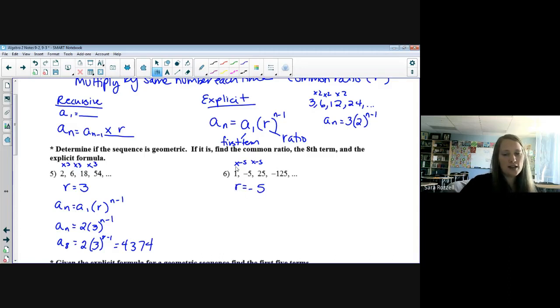So for number 6, we have negative 5 for our ratio. So our formula is going to be, what is our first term on number 6? 1, times negative 5 to the n minus 1.